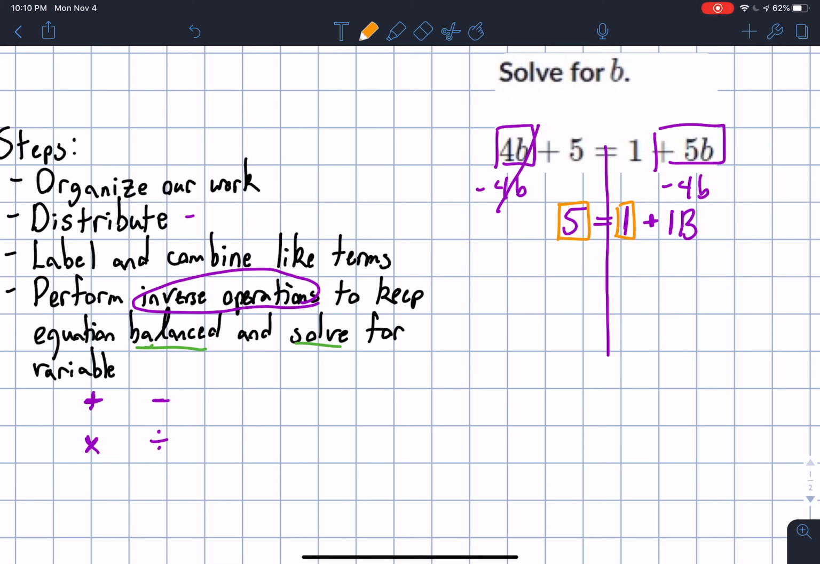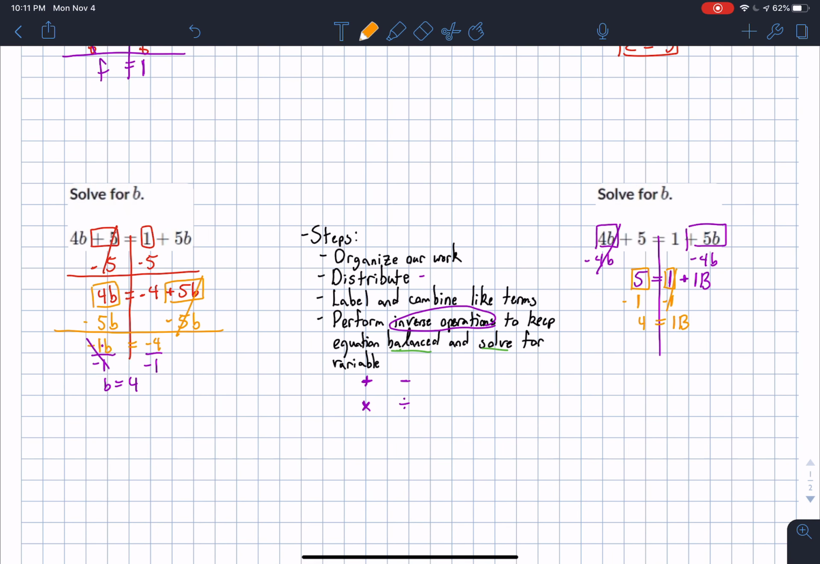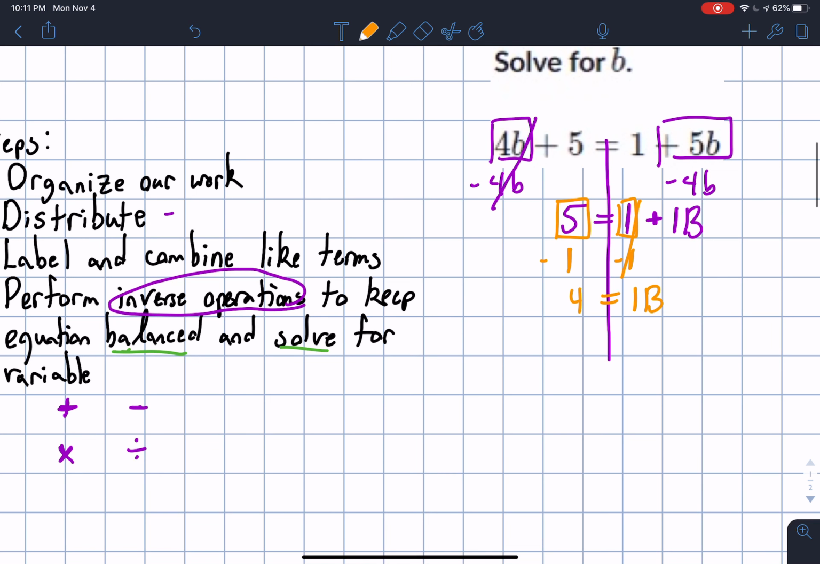No surprises here. I'm going to subtract 1 from my right side because that is the inverse of plus 1. And I'm going to do the same to the left side to keep it balanced. That cancels out. I'm going to be left with 4 equals 1b, which is the same as, well, we could go through all the steps, divide both sides by 1, even though we don't have to, and b is going to equal 4.